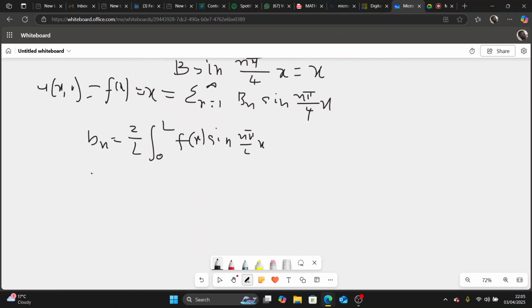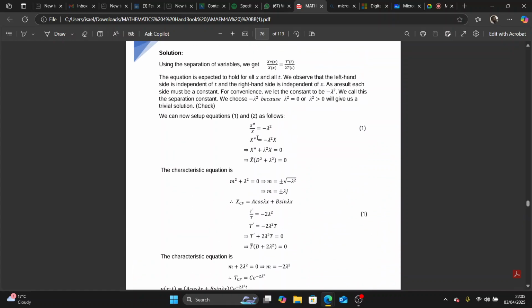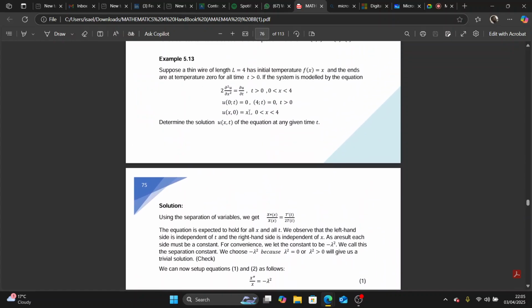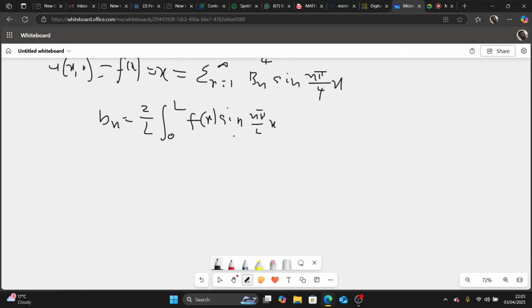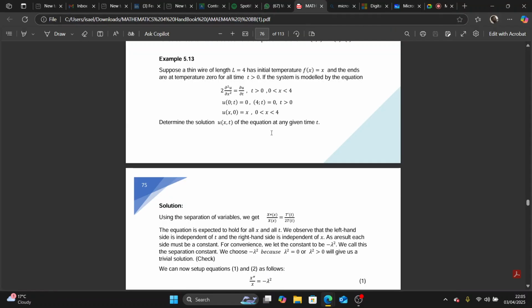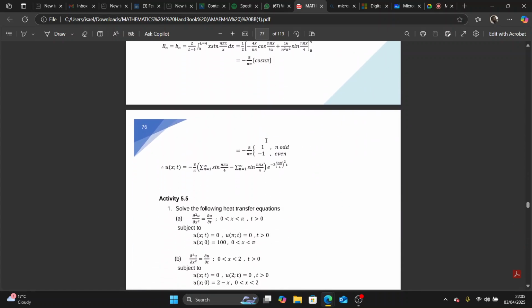When we use the Fourier series here, we have to know which one is our L. How do you know? It is always provided in the boundary condition. Under this, what is the limit? 0 and L, which is 4 in this case. Remember, we are solving for the Fourier series, from 0 to L, which is 4.